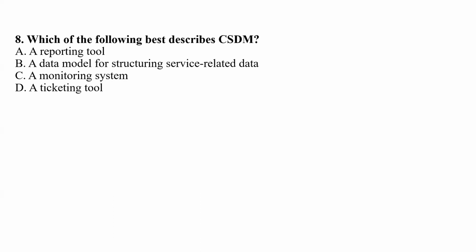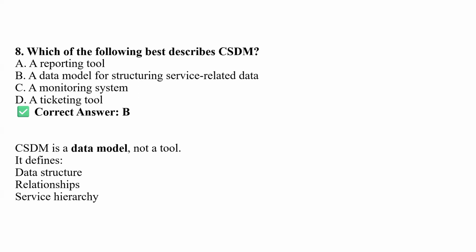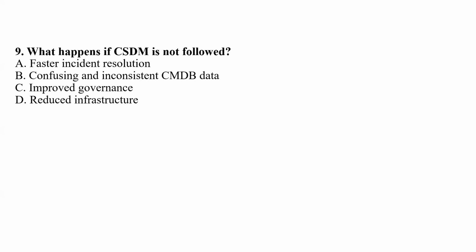Next question. Which of the following best describes CSDM? Option A, reporting tool. Option B, a data model for structuring service related data. Option C, a monitoring system. And option D, a ticketing tool. The correct option is a data model for structuring service related data. So CSDM is a data model. It is not a tool. It only defines structure and relationships as a service hierarchy. Next question.